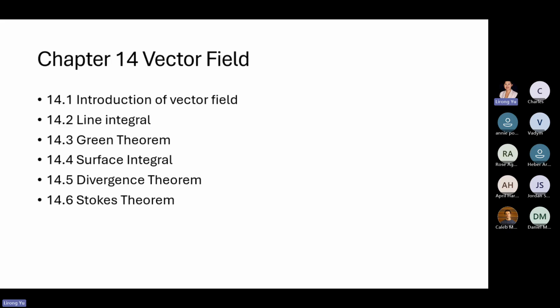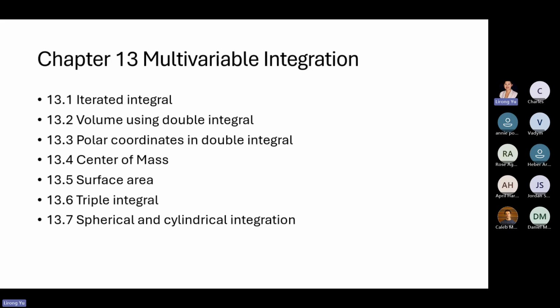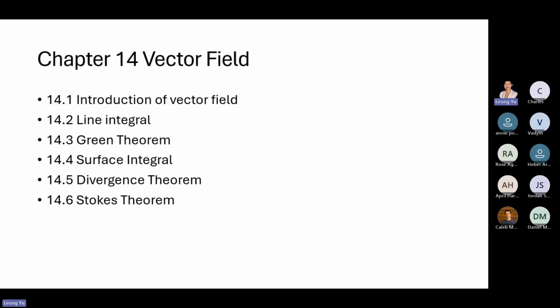So in a way, sections 2, 3, 6 are connected, and sections 4, 5 are connected, and section 4 is also connected to 13.5. In a way, there is some sort of subtle connection between all the sections we learned.